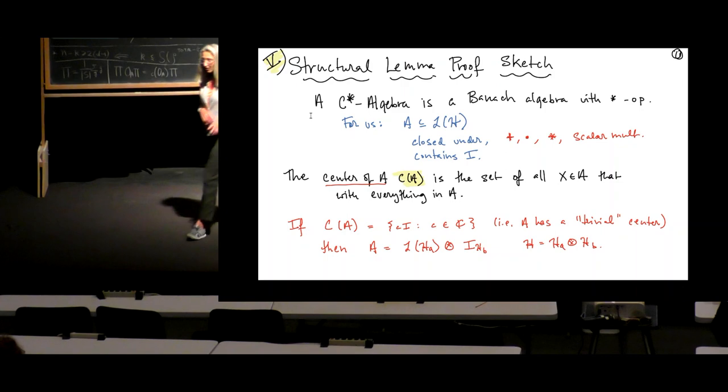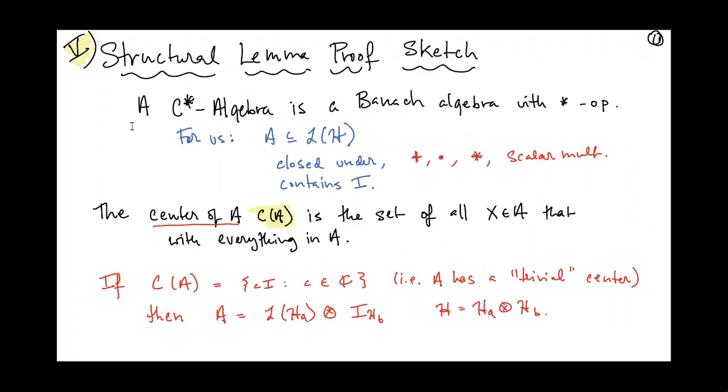Okay, so it rests on a theory of C-star algebras. For our purposes, you can express these very abstractly. A C-star algebra is a subset of linear maps on a Hilbert space, closed under addition, multiplication, and complex conjugate, and contains the identity and scalar multiplication. The center of a C-star algebra is the set of all things in the set that commute with everything inside it. This was a known fact about C-star algebras before. If I have a C-star algebra with a trivial center, meaning that the only thing that commutes with everything in my set is the identity, then A can be expressed as the set of all linear operators on a portion of the space tensored with the identity on everything else. That's where this structure is going to come from.